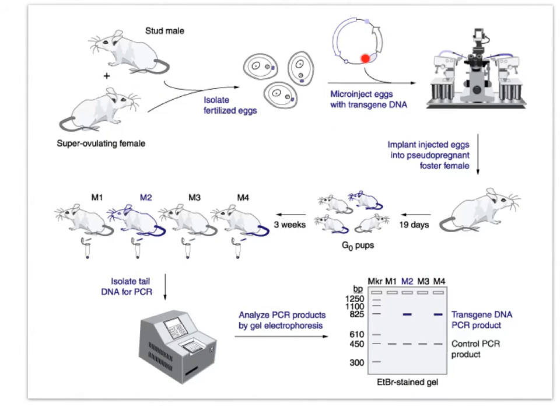The transgenic DNA, including the gene of interest, is inserted into fertilized eggs. The eggs are implanted into a female animal. Offspring develop, and those expressing the gene of interest are identified. Animals M2 and M4 are transgenic and both produce the protein product.